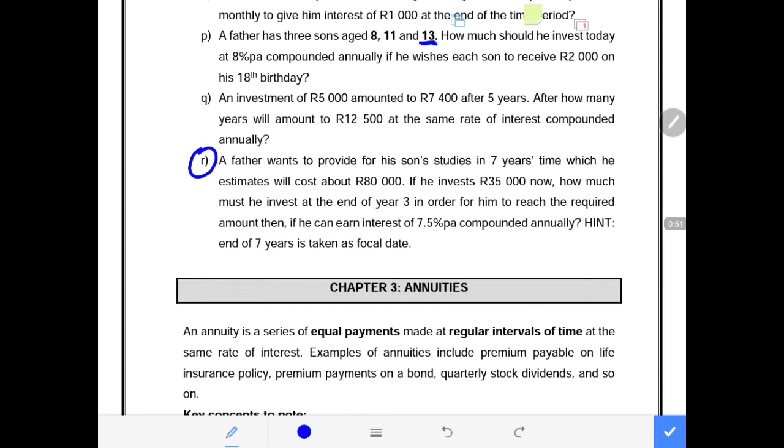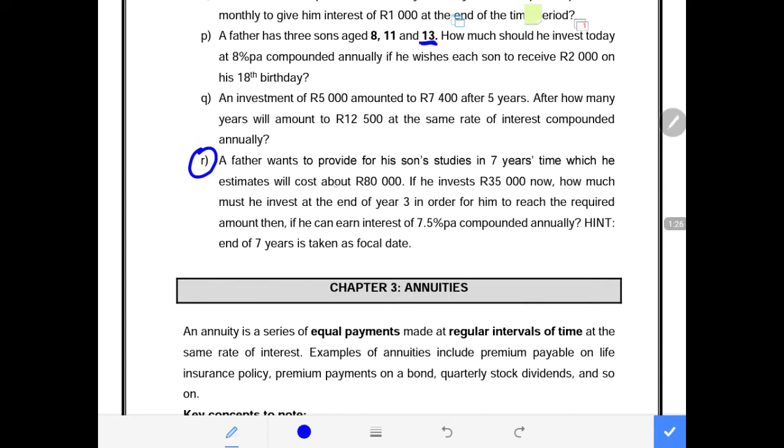A father wants to provide for his son's studies, and I don't know why it is always the father and the son. There's no mother and the daughter. The previous one, under number P, was a father with three sons aged 8, 11, and 13. But I don't think there is a gender issue behind the scene. It is just an example of the use of the father and the son. I know that in the context of South Africa, gender can sometimes be an issue. I'm not there. That was kind of taking a break as I'm starting the question.